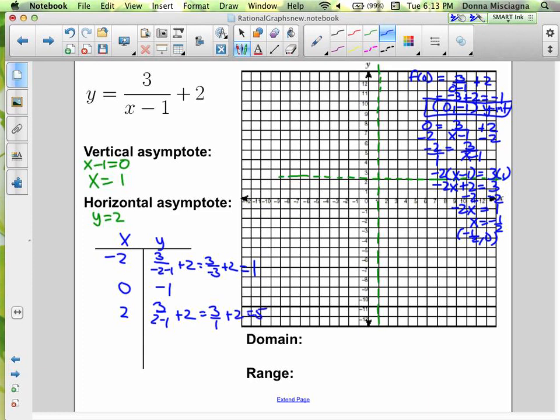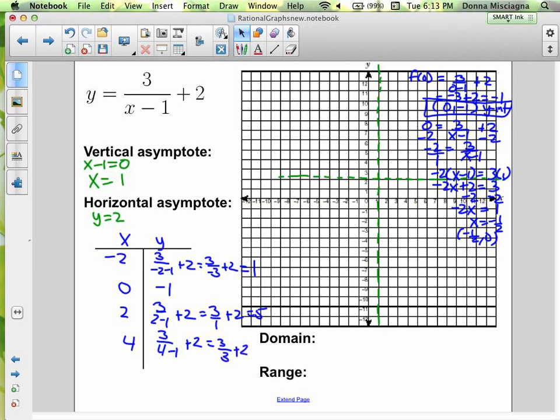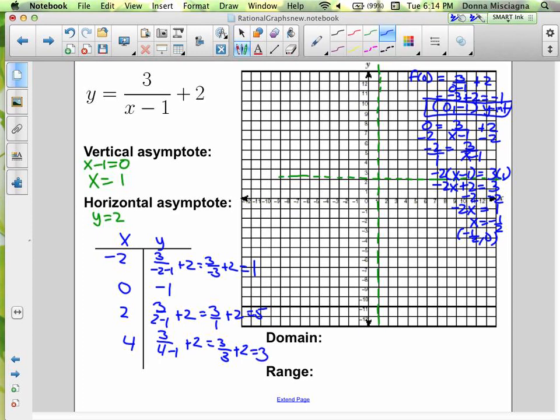And I'm going to plug in 4. I like 4. Right? And so that would be 3 divided by 4 minus 1 plus 2. So 3 divided by 3 plus 2. That would be 1 plus 2 or 3. I have to move that over a little bit. And then don't forget, I probably should have plugged this in already, the x-intercept. And if I wanted to be in chronological order here, it'd go right there. Negative 1/2, 0. So let's graph those points.